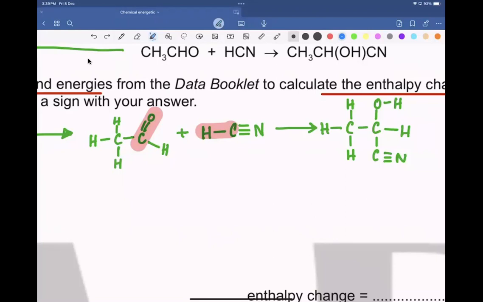Yes, is there any other bond? No, sir, there are no other bonds. So it means we have identified the bonds which are broken. Yes, Amna, what you were telling, can you repeat what you were saying?